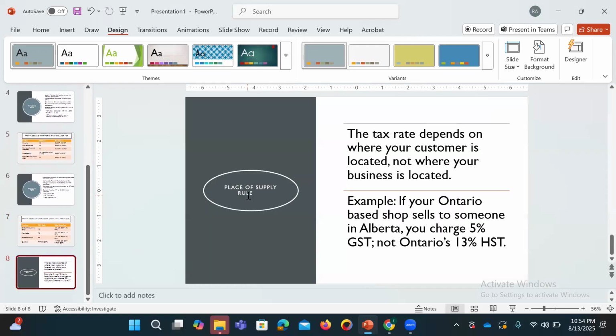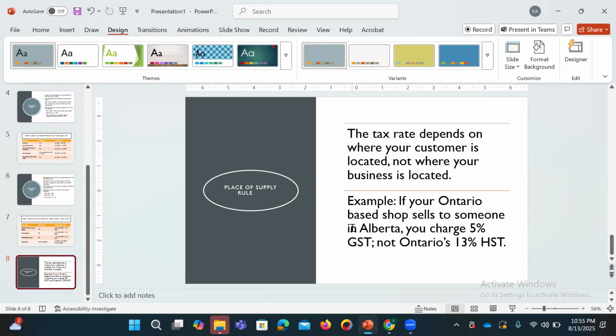So, what is the place of supply rule? Whenever there is GST/HST, there is a place of supply rule as well. What does it say? It says that the tax rate depends on where your customer is located, not where your business is located. For example, if you are an Ontario-based shop, registered in Ontario, and you sell to someone in Alberta, you charge 5% GST. Alberta only has GST, no HST and no PST. So if you sell to Alberta, you charge 5%, not Ontario's 13%.